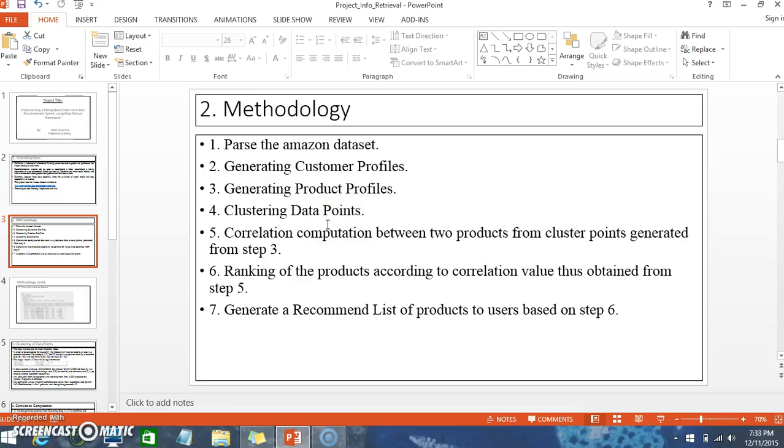Hi all, my name is Pratima and I'm going to focus more on how the system was implemented. So the methodology that we followed to implement the system is as mentioned in this slide.